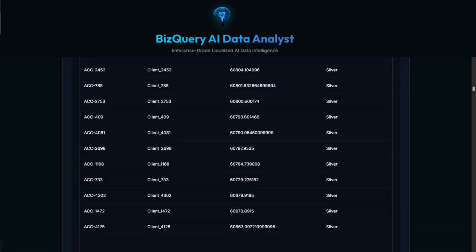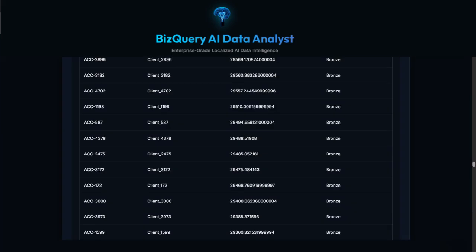Silver is the middle 1/3. These are stable accounts that may have room for margin optimization, for example, reducing discounts or lowering delivery costs. Bronze is the bottom 1/3. These accounts have the lowest profit retention, often due to high actual costs or excessive discounting, and may require a strategic review of their pricing structure.